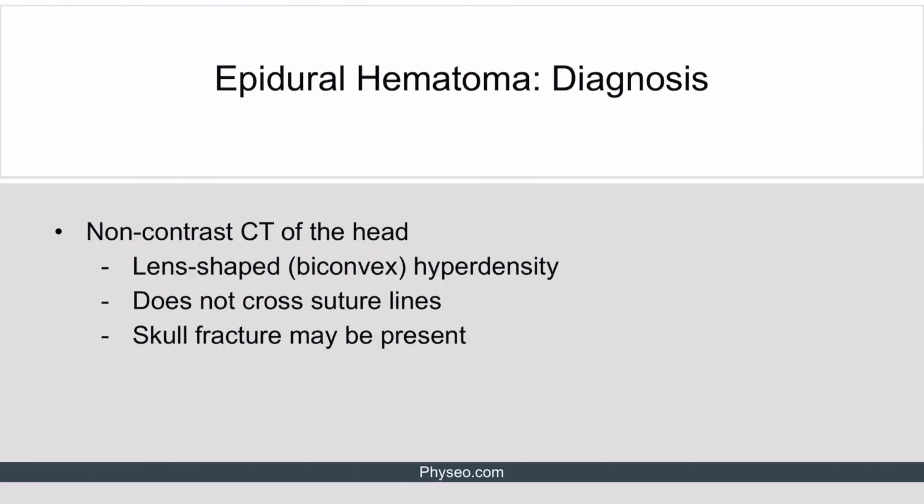When epidural hematoma is suspected, the best initial test is a non-contrast CT of the head. The typical finding is a lens-shaped or biconvex hyperdensity that does not cross the suture lines. There may also be evidence of skull fracture present in the trauma area.